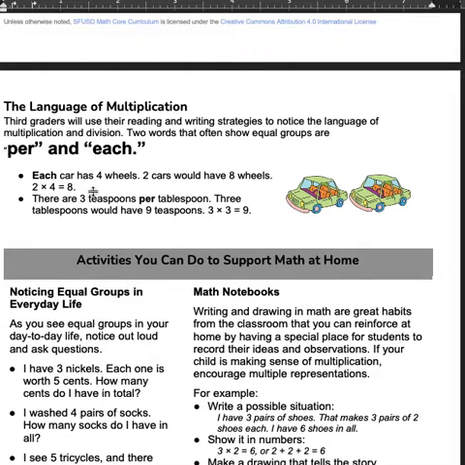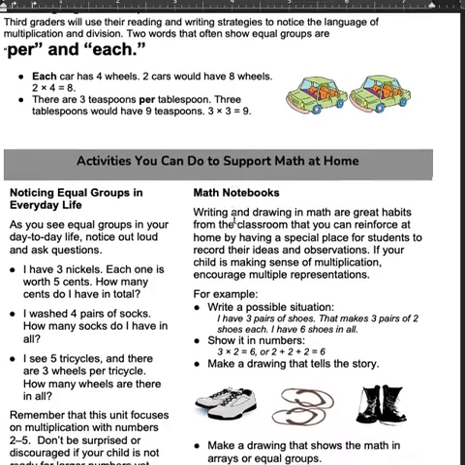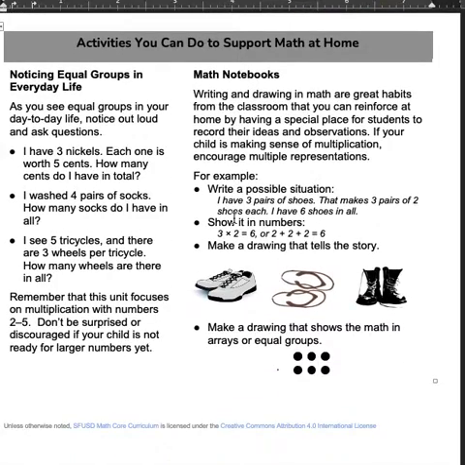There are 3 teaspoons per tablespoon. 3 tablespoons would have 9 teaspoons. 3 times 3 equals 9. So per and each, those are some language that is going to come up. At home, these are some things that you can do.